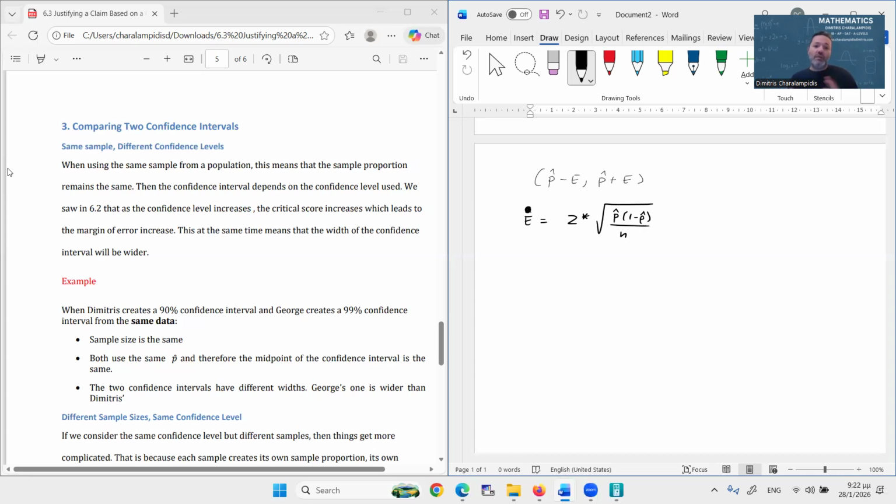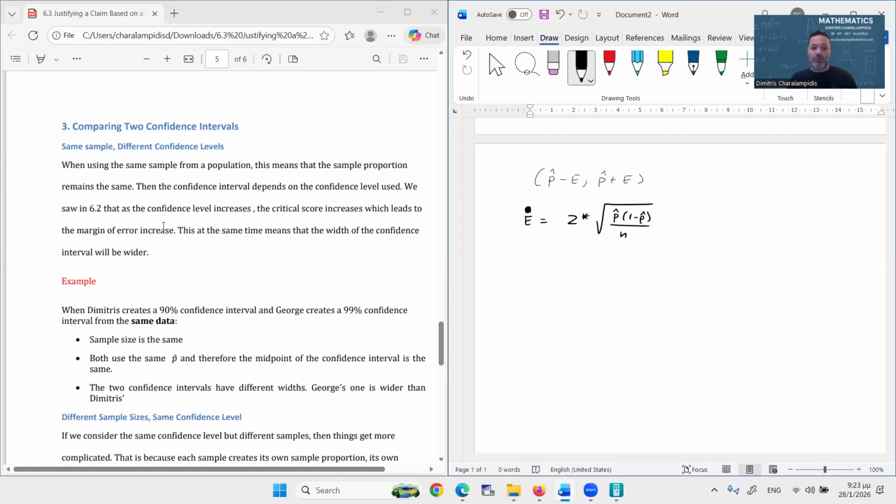Let's see an example. When Dimitris creates a 90% confidence interval and George creates a 99% confidence interval from the same data, meaning from the same sample, then we know that the sample size is the same. They both use the same data. Both have the same sample proportion. When we use the same sample, we naturally end up with the same sample proportions. The two confidence intervals have different widths because George uses a greater confidence level. So his confidence interval would be wider than Dimitris' one.